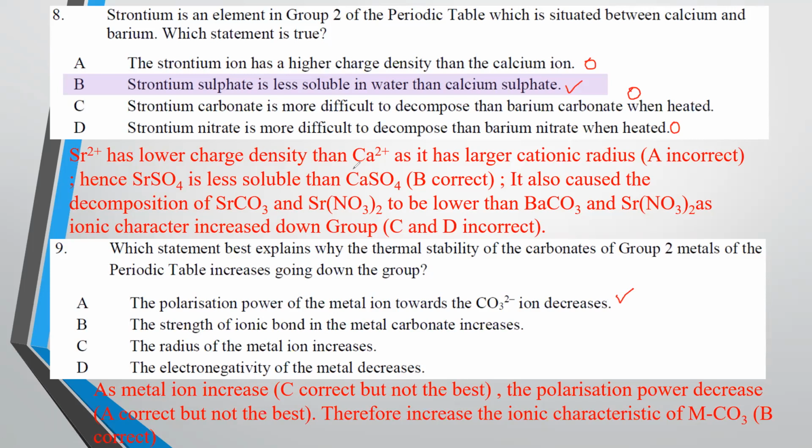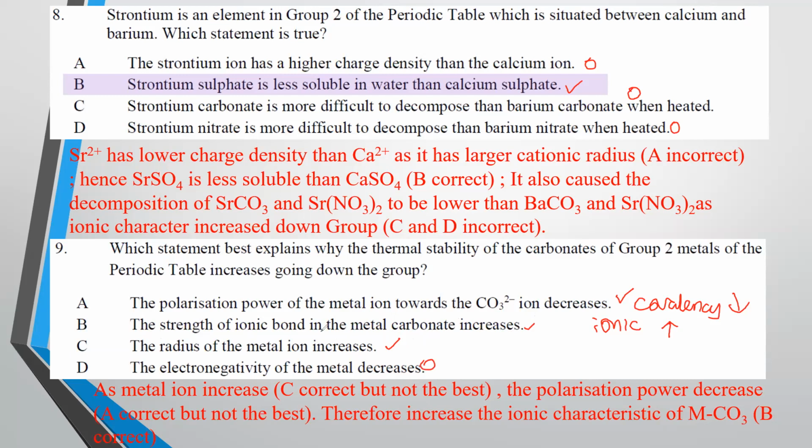B, the strength of the ionic bond of the metal carbonate. As we said, polarizing power decreases, which means covalency decreases. When covalency decreases, conversely, ionic character increases. So statement B is correct, and so far it is the best description. C, the radius of the metal ion increases is correct, but it is the primary factor. And D, the electronegativity of the metal decreases. Electronegativity has nothing to do with the thermal stability here.